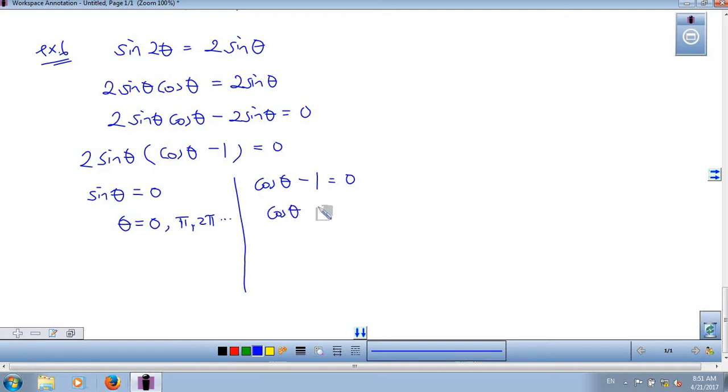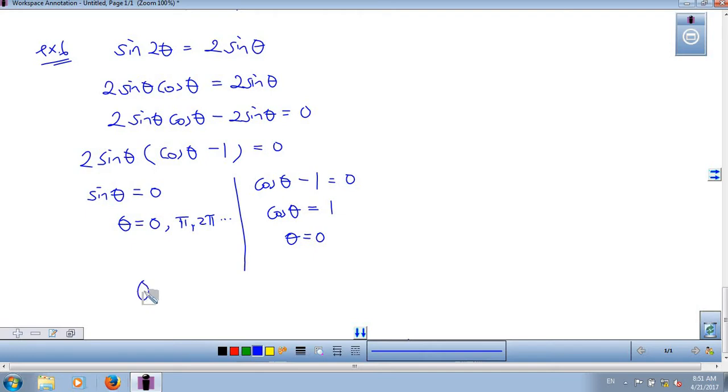Now let's move on to here. Cosine theta equal to 1. Now when does cosine theta equal 1? Well, when theta equals 0. That's the only case, and 2 pi. So if we're looking for the solution between 0 and 2 pi, the answer would just be 0, pi, and 2 pi. Actually just 0 and pi.